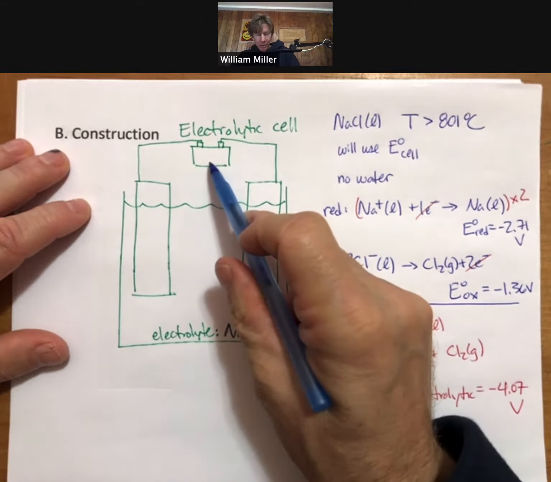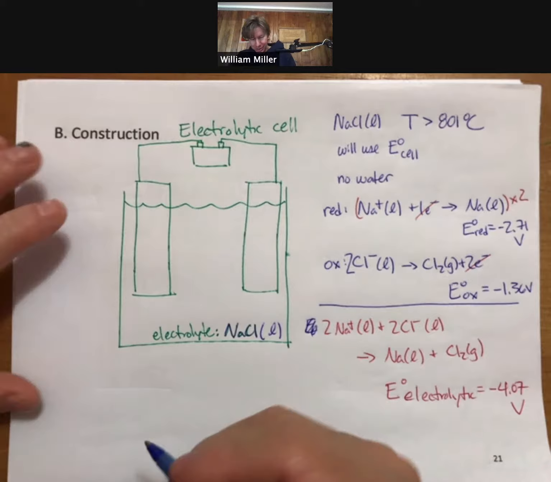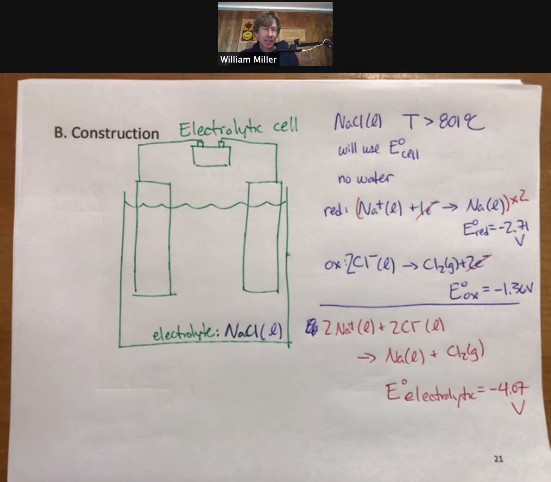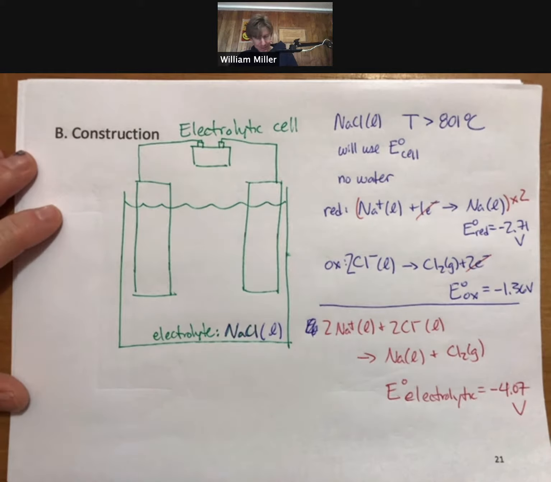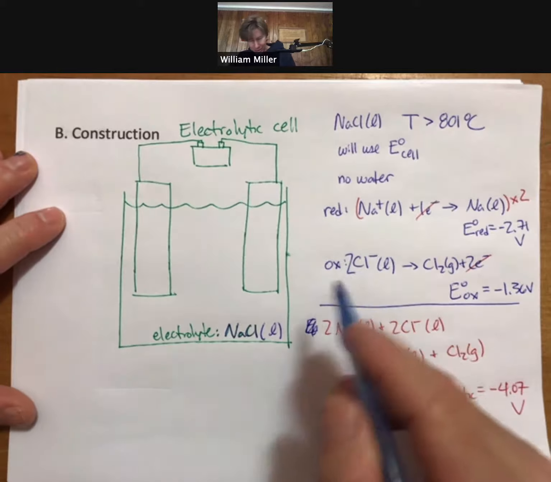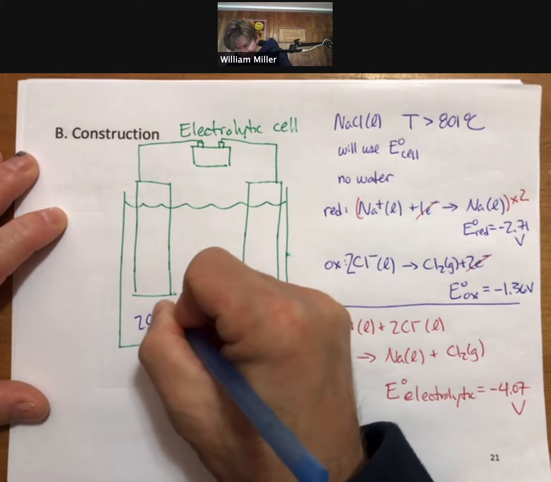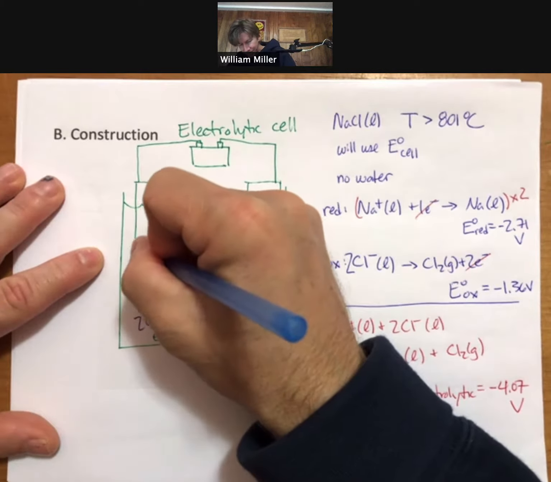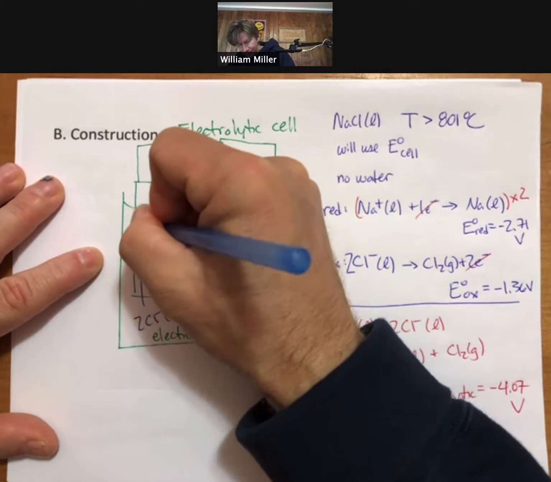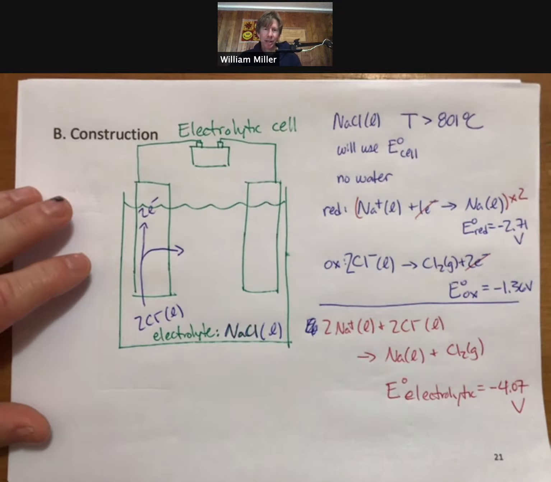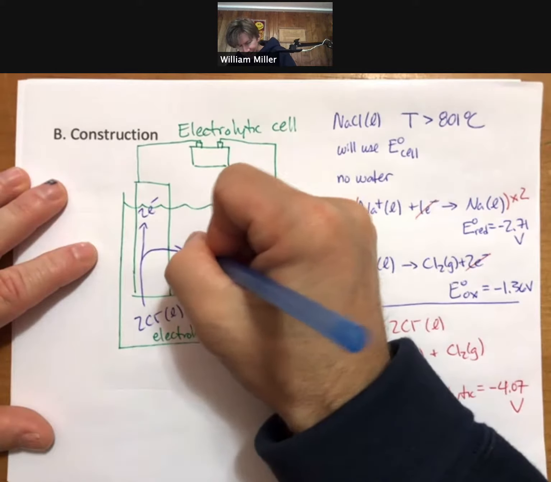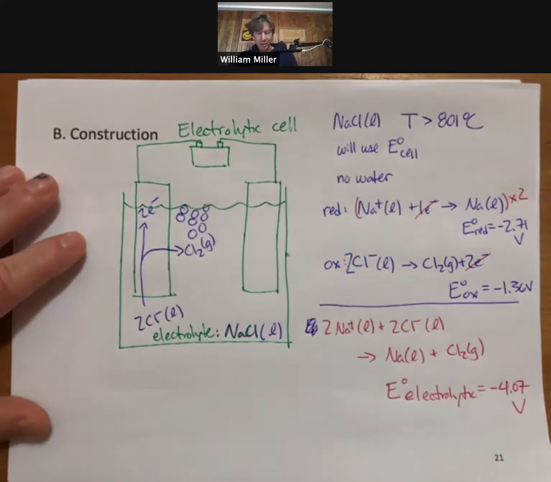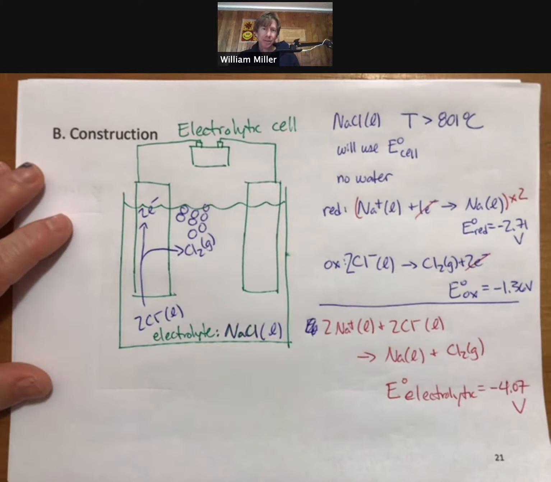When we do this, I typically draw my oxidation on the left. That is, oxidation is the anode, although I'm not too worried about that. My oxidation is going to take 2 chlorides in the liquid phase. They're going to come up here, give up 2 electrons and make Cl2 gas. And I'm going to draw bubbles here to complete the picture of that half reaction.